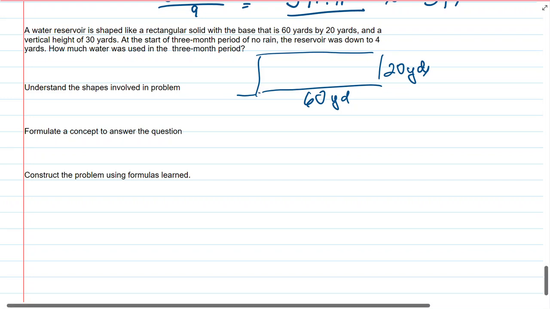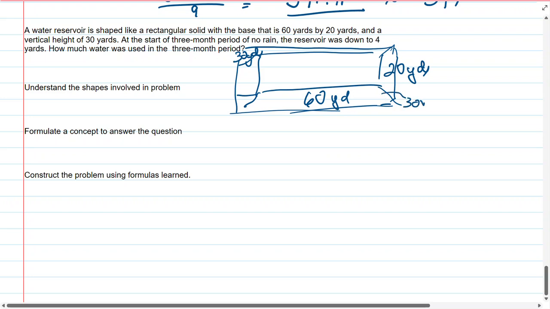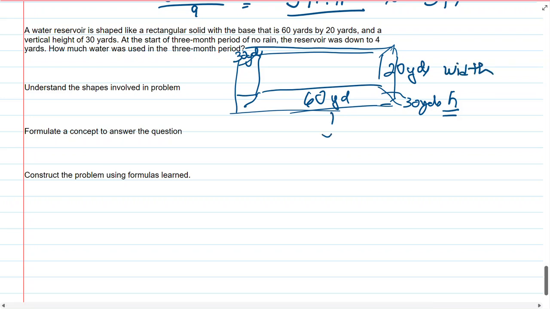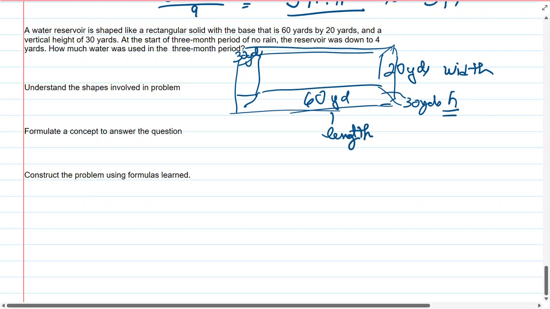60 times the 20 times the 30 minus 60 times the 20 times the 4. So I make sure I double check. I'm sorry. 31,200. This is yards cubed. Was used on the reservoir because there was no rain.